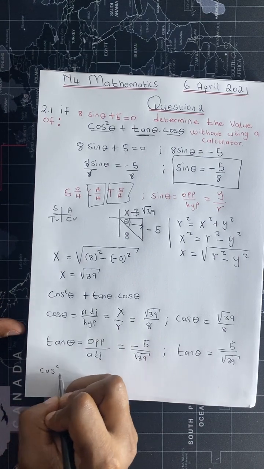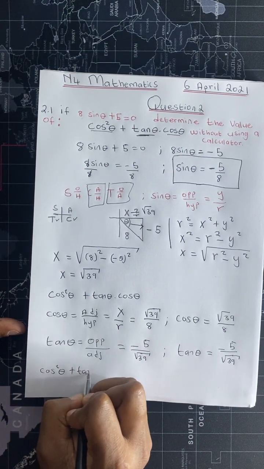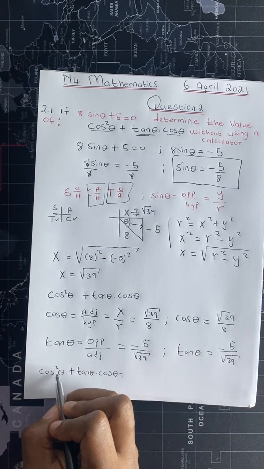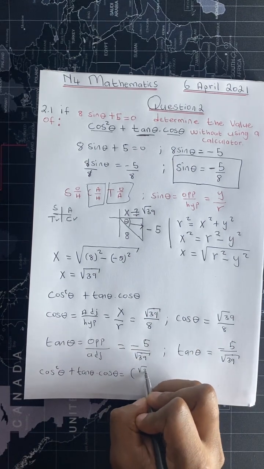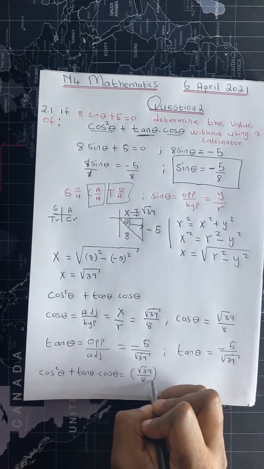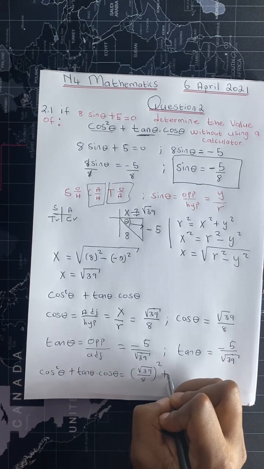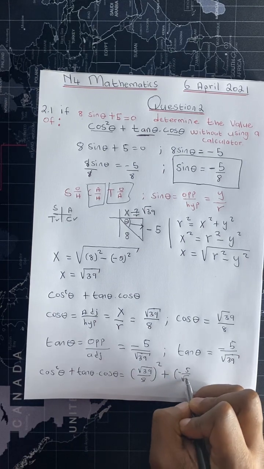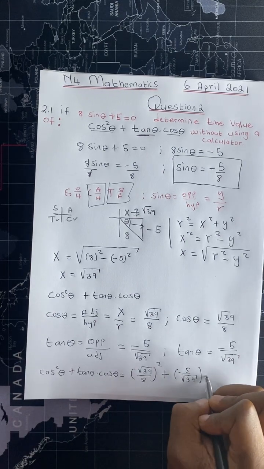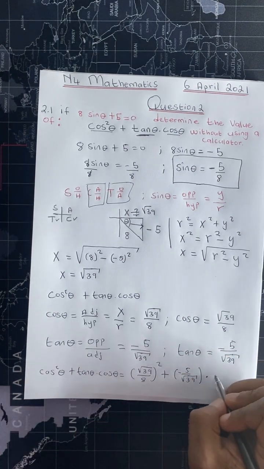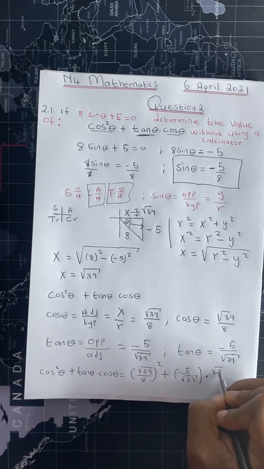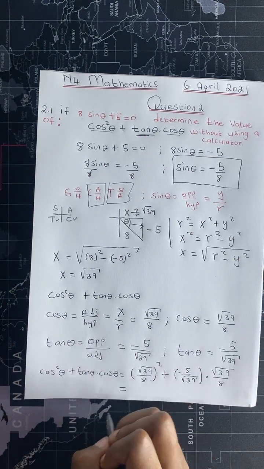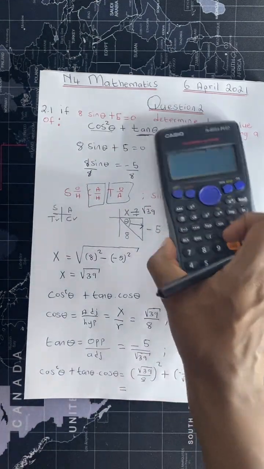So cos squared theta plus tan theta multiplied by cos theta is equal to cos squared theta. So our cos is the square root of 39 over 8, squared, plus tan theta. Tan theta is equal to negative 5 over the square root of 39, multiplied by the cos theta. The cos theta is equal to the square root of 39 over 8. So we can use our calculator from this point.